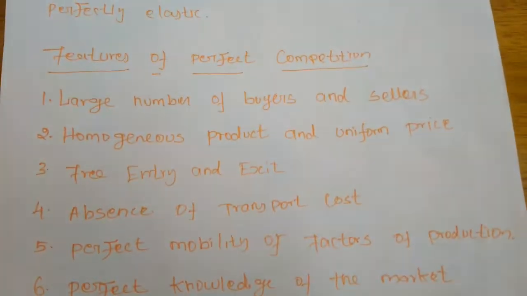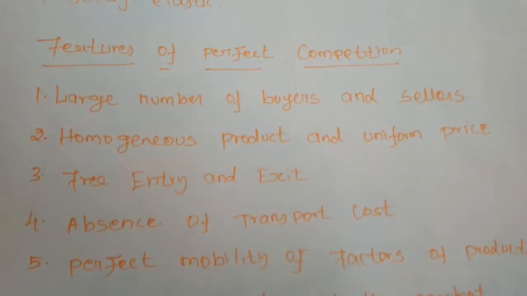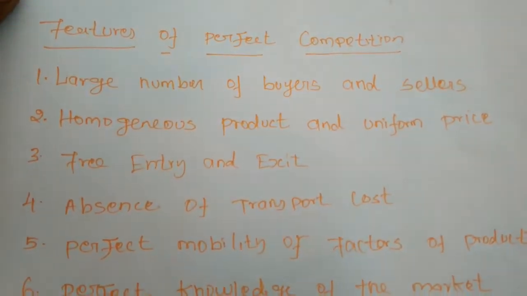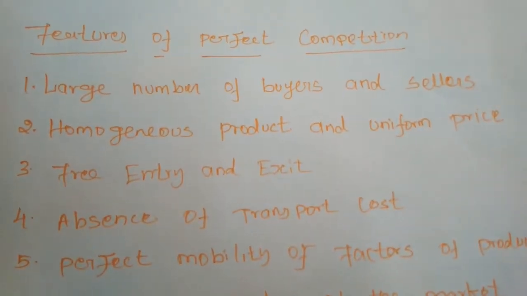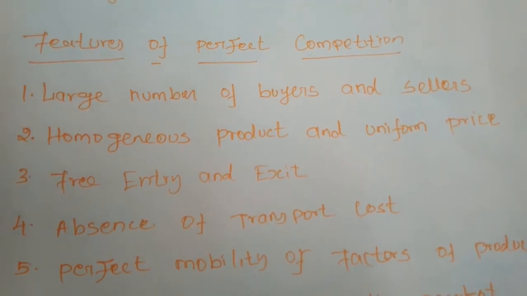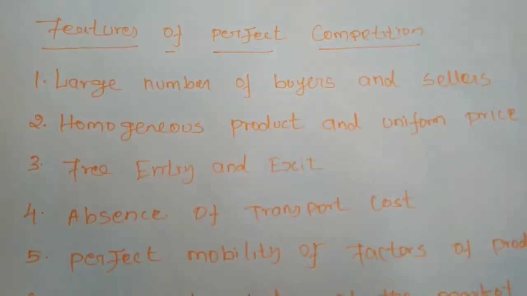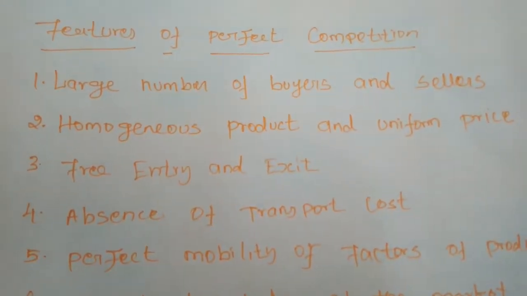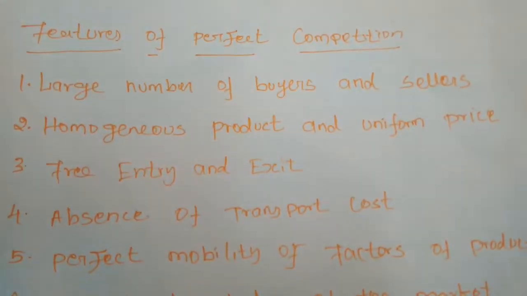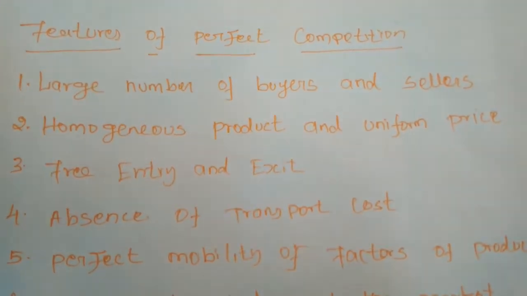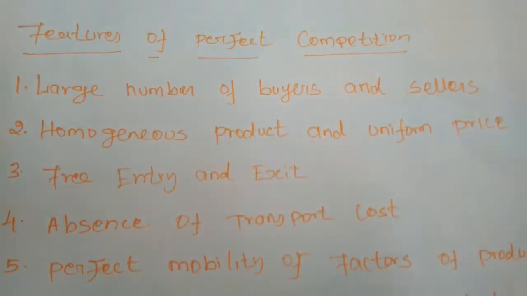Some of the features of perfect competition we have also studied. So what are the features of perfect competition? First, a large number of buyers and sellers. For example, the fish market or the vegetable market, mostly the weekly markets. If you go to the weekly market or the fish market, there will be a large number of buyers and an equal number of sellers also.